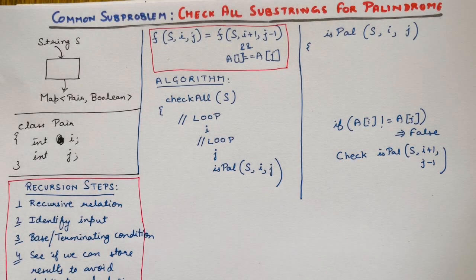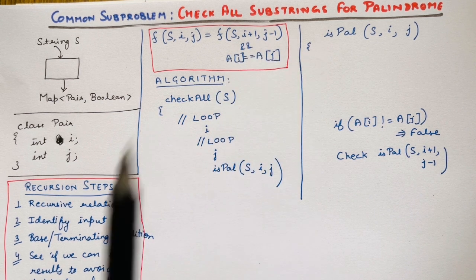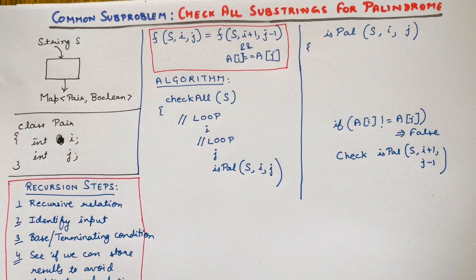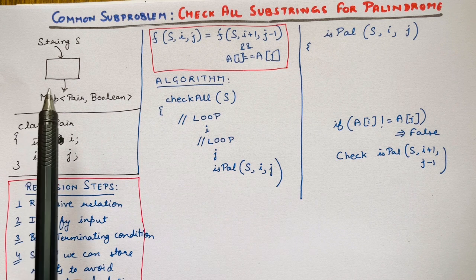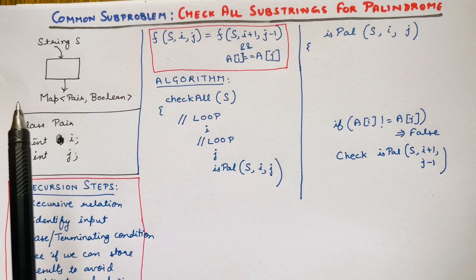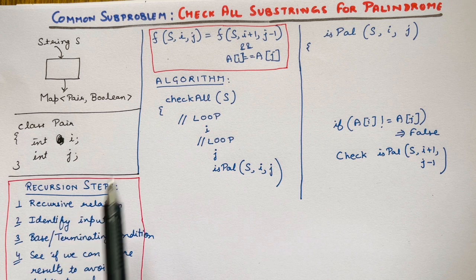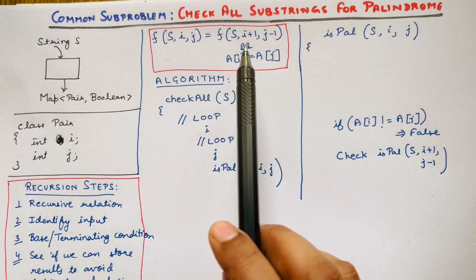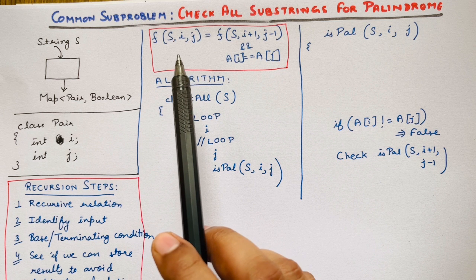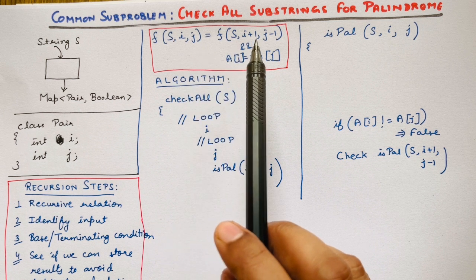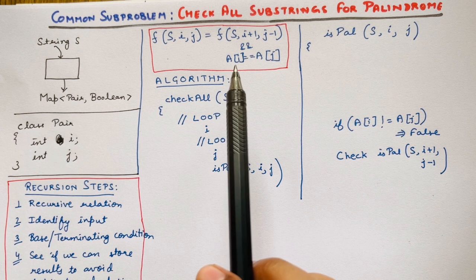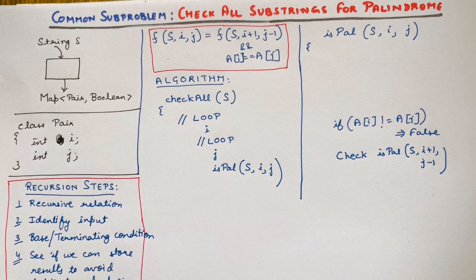Let us try to write the algorithm for this problem, checking all substrings for whether they are palindrome or not. To summarize, we have the input as string S and we will represent the output in the form of map. For now, we will do it with matrix later. We have defined a new class pair and we are following these recursion steps. As the first step, we have identified the recursive relation as this, that for checking for i, j, we will check for i plus 1 and j minus 1 and also check whether the extreme characters are equal.